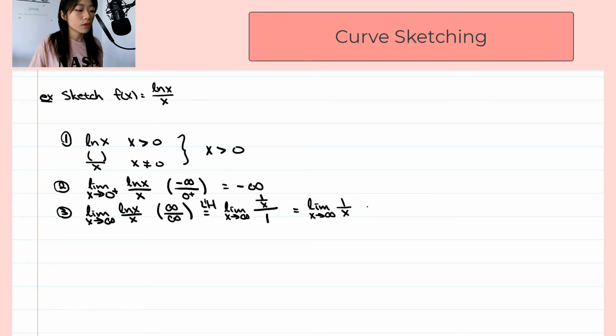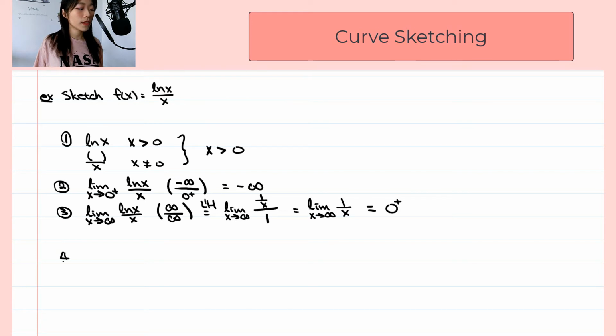Now let's use the cheating rule again. 1 over a really large number equals 0. And this would be a positive number. And since the domain of the function is x greater than 0, we do not need to find the limit as x approaches negative infinity, since that's outside of the domain.